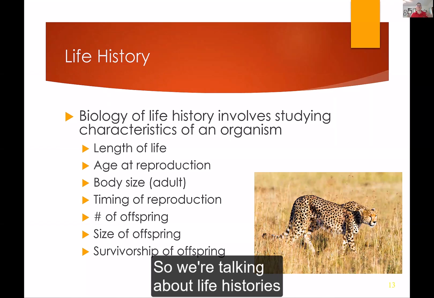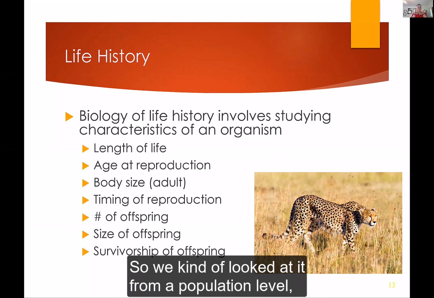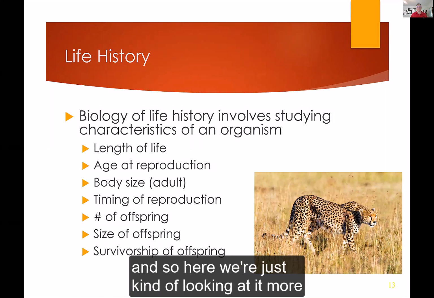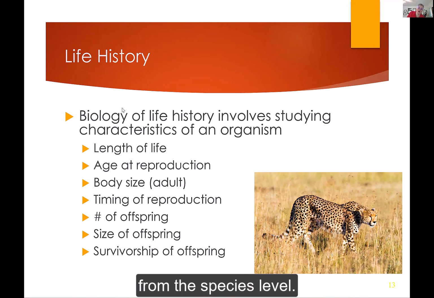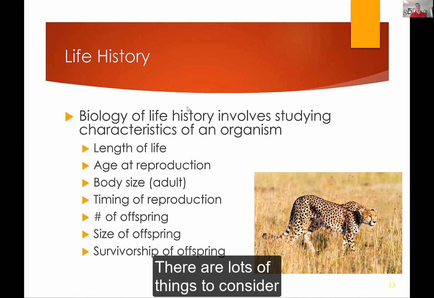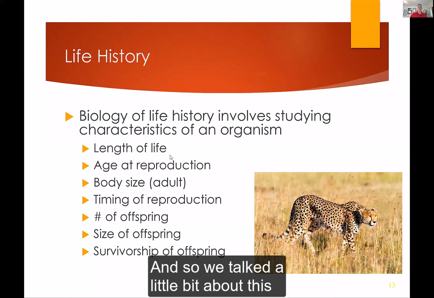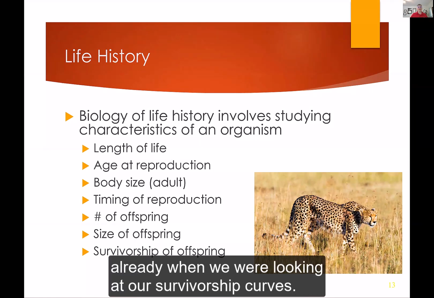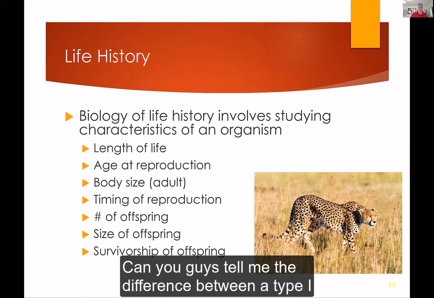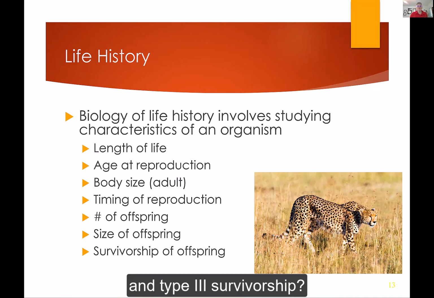All right, so we chatted a little bit about this here and there. When we were talking about life histories of a particular species, we kind of looked at it from the population level. And here, looking at it more from the species level, there are lots of things to consider when we were talking about population size and how organisms grow and develop. We talked a little bit about this already when we were looking at our survivorship curves, right? Can you guys tell me the difference between a type 1 and type 3 survivorship?